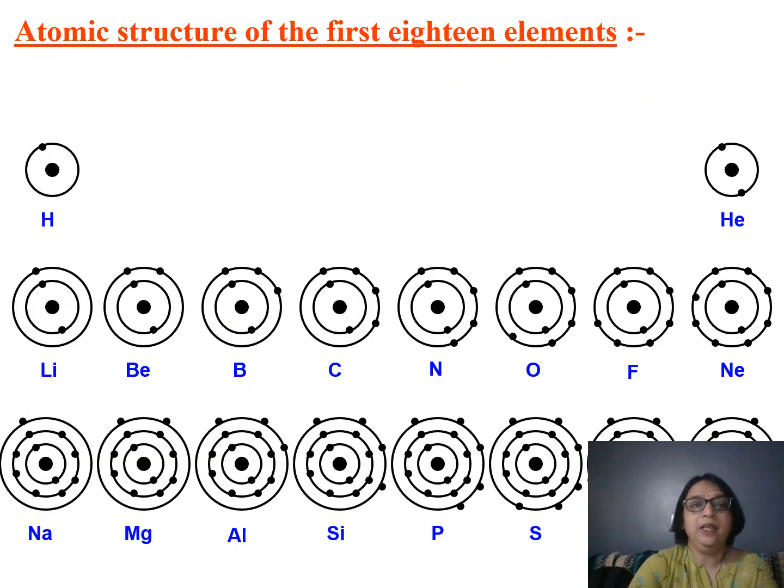You can see the atomic structure of the first 18 elements. Hydrogen, 1 proton and 1 electron. Helium, 2 protons and 2 electrons. Lithium, 3 protons and 3 electrons. Likewise, you can see for all the first 18 elements how electrons, protons and neutrons are distributed.